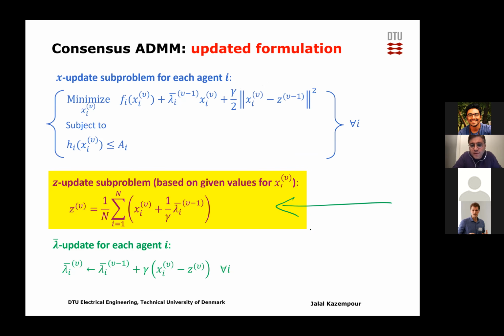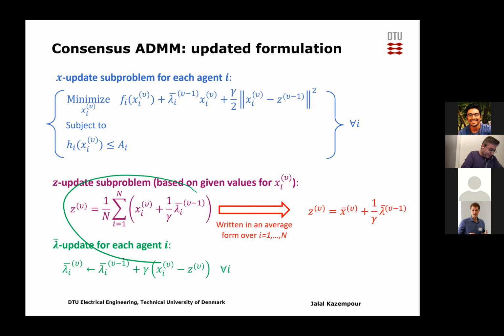Is it clear so far? Good. So let's see what we can do. Is there any way to further simplify the consensus ADMM problem or not? We simplified this. Let's see if we can simplify the others or not.